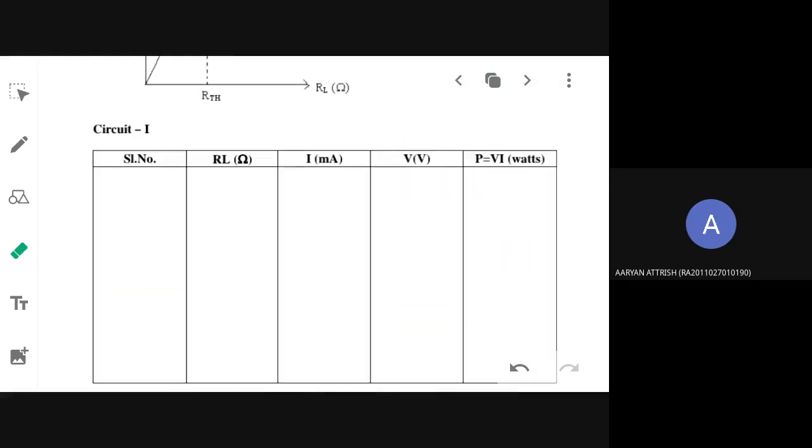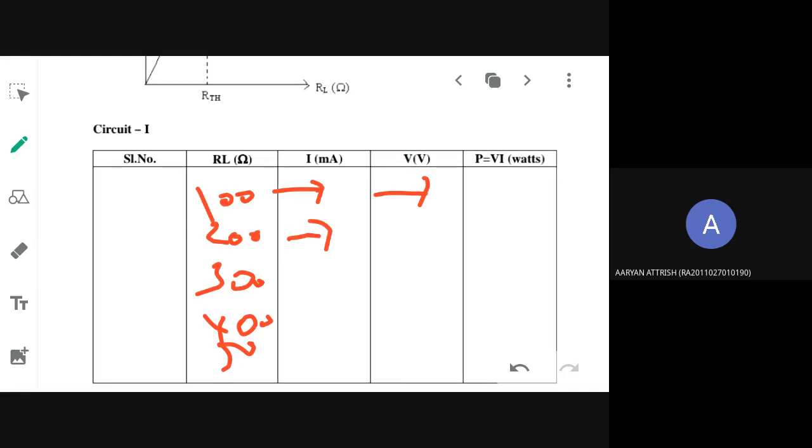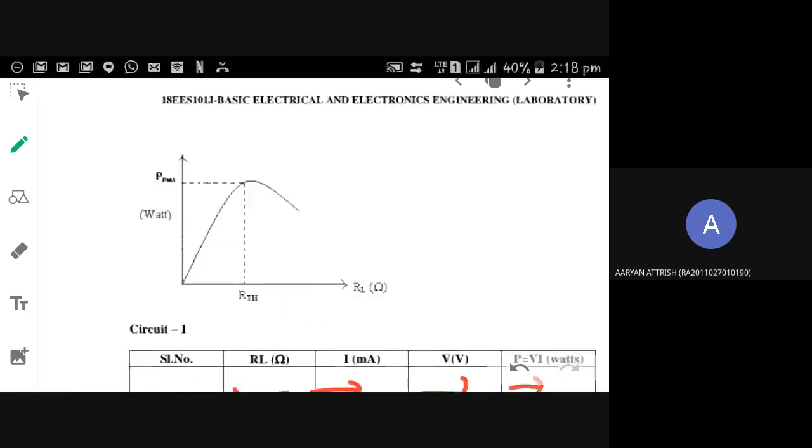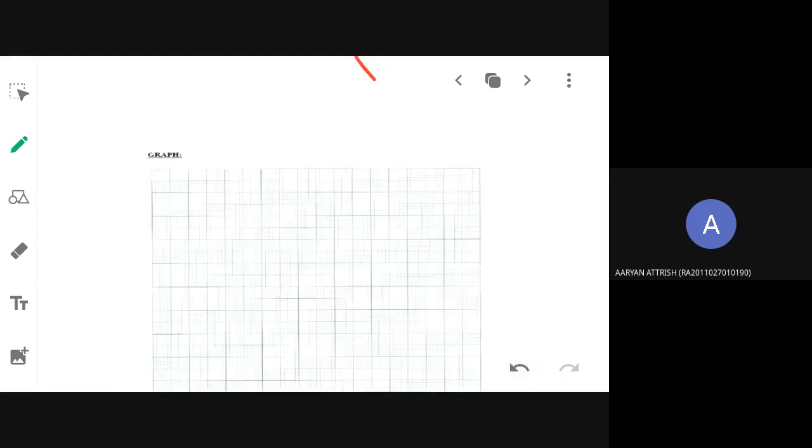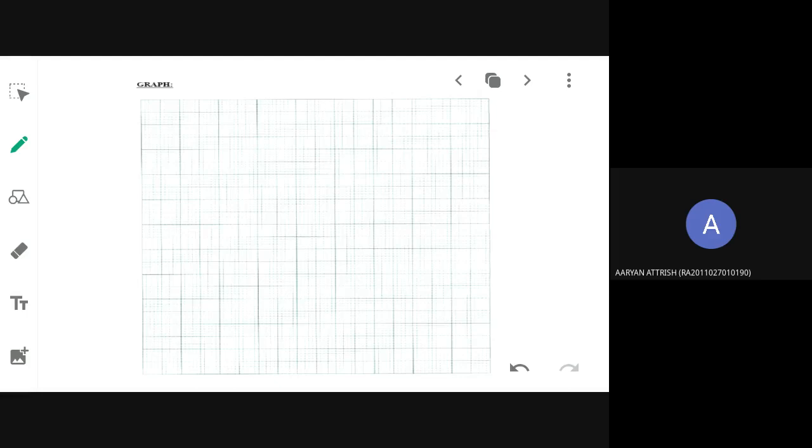Here you will tabulate it. Every time you vary 200, 300, 400, 500, you will tabulate I and V, and you will calculate power by using the VI formula. At some particular value where R Thevenin is equal to RL, you will be getting P max, the maximum value. You can observe the graph here. At this point only R Thevenin is equal to RL. You are getting the maximum value. This graph you have to draw on the next page. There is a graph here that is given. Here you have to draw the graph. That's all. Three theorems you are going to verify both by doing simulation as well as by doing manual calculation, and the values should match.